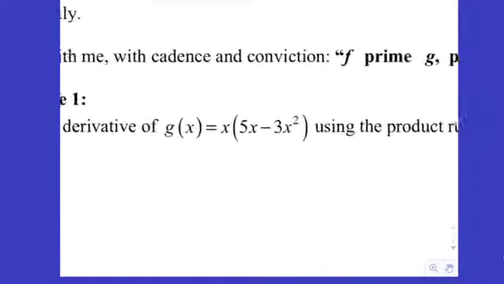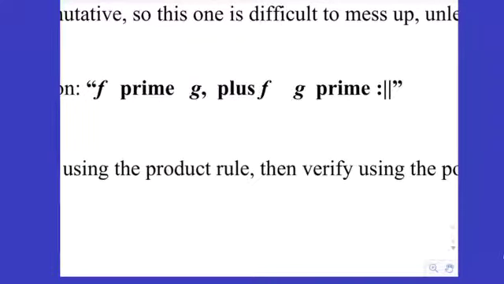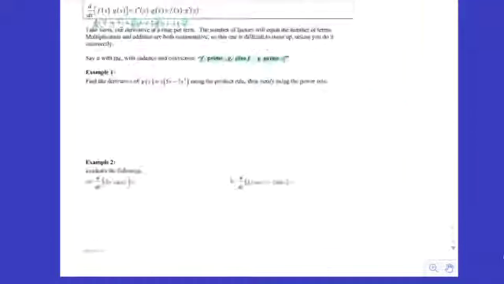All right, let's try it again. If you want to repeat this before you move on, do so on your own. Press pause and then come back. F prime g plus fg prime, repeat.